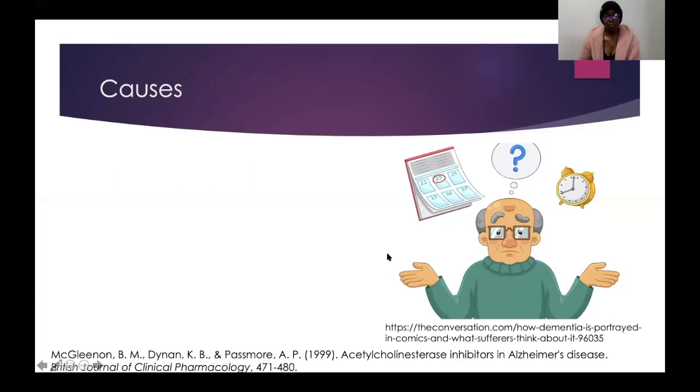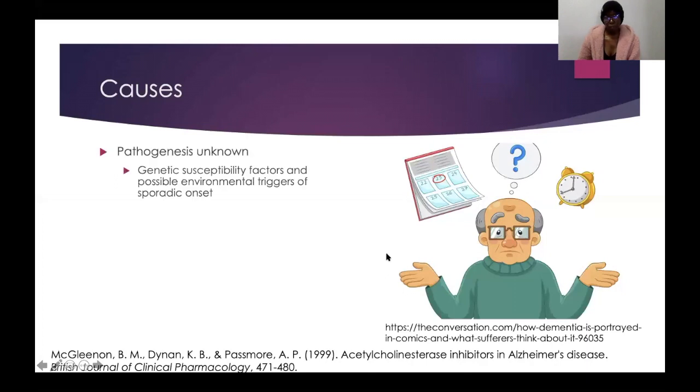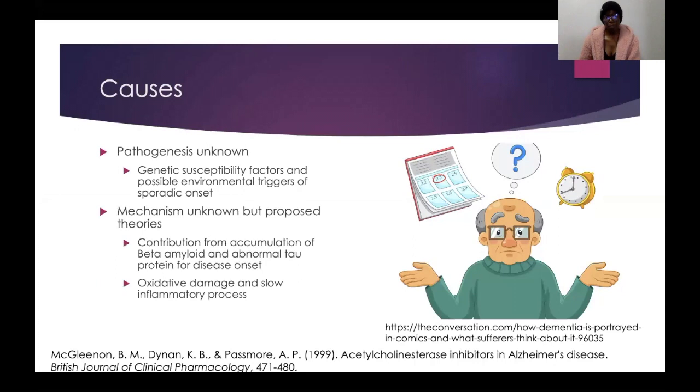So the causes of Alzheimer's, unfortunately, we don't know its pathogenesis. However, we do believe that genetic susceptibility may contribute, as well as some environmental triggers. Mechanisms are also currently unknown. However, we do speculate that the accumulation of beta amyloid protein and abnormal tau protein can cause disease onset, as well as oxidative damage and slow inflammatory processes within the brain.